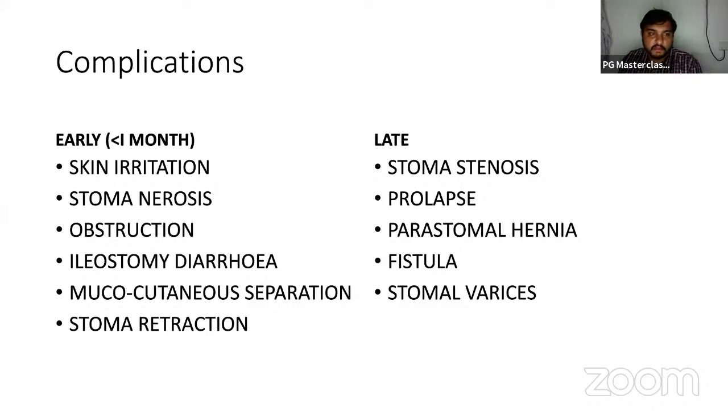Early complications, which occur within a 1 month period of stoma formation, include skin irritation, including cellulitis, or in cases of Crohn's disease or ulcerative colitis, in which there are extra intestinal manifestations, pyoderma gangrenosum is a common problem which occurs around the skin where the stoma has been brought out. Then stoma necrosis, obstruction in the stoma, ileostomy diarrhea, mucocutaneous separation, and stoma retraction are usually early complications.